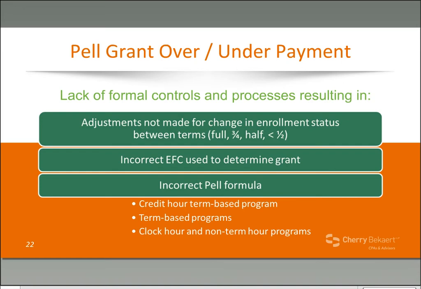Another thing we see is incorrect EFCs. EFCs drive the Pell Grant formulas, so if you're using an old EFC or have had some revisions that come out of the verification process, you're going to get to the incorrect Pell Grant award. And I've even seen incorrect Pell formulas being used. There are different formulas and different tables depending on what type of program you're enrolled in, credit hour versus term-based versus clock hour and non-term programs, and sometimes you can use the wrong tables. So there are lots of different areas to make mistakes, which is the reason you see a good bit of findings in this area.